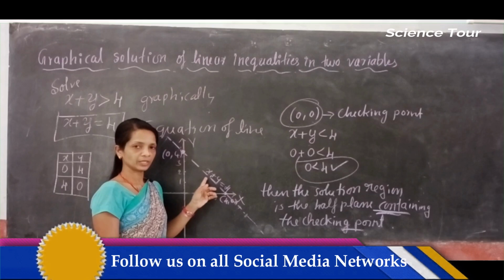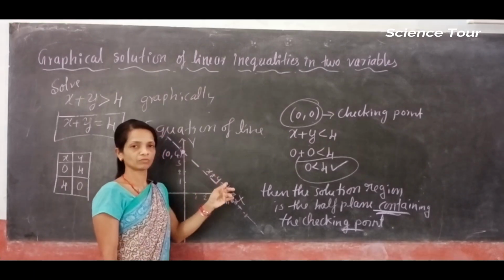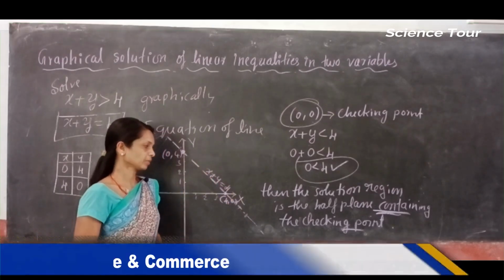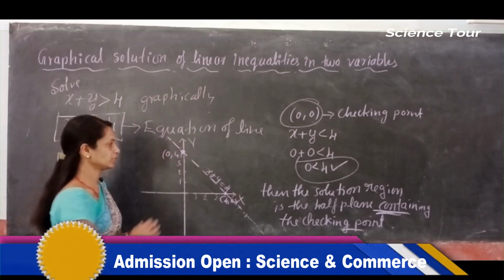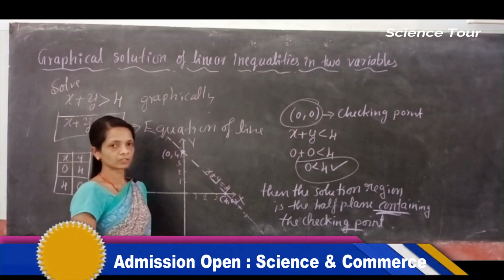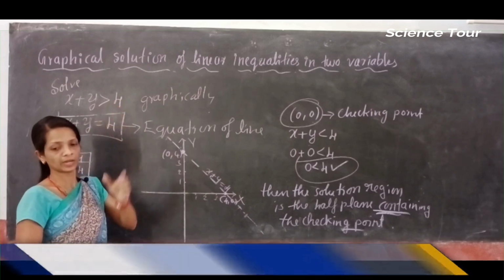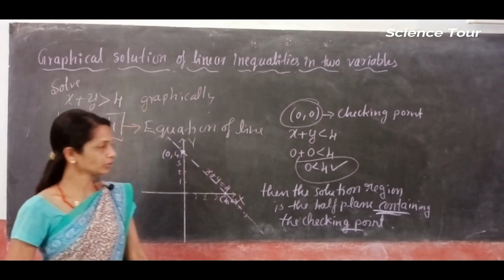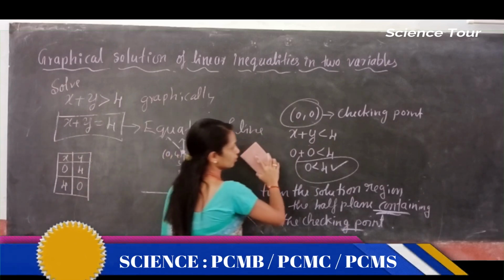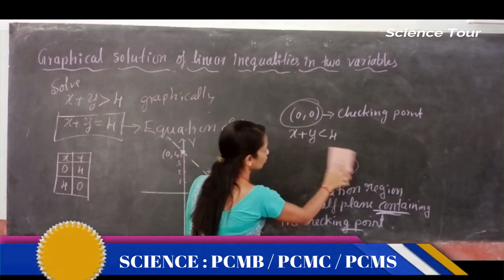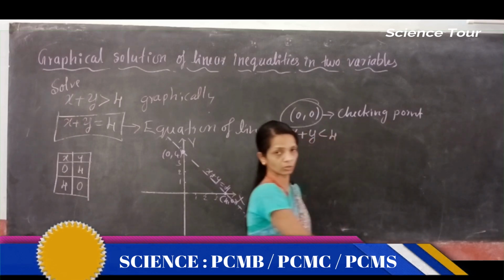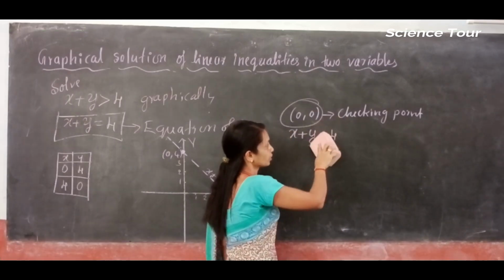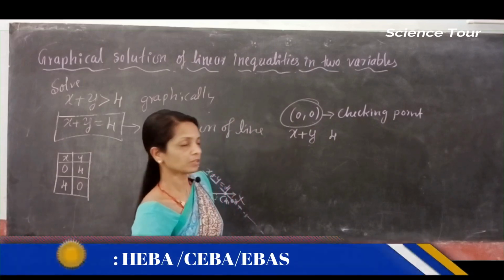After doing this, you have to write the name of the line on the line, x plus y is equal to 4. After that, you have to decide which half plane will be the solution region of this inequality. To decide that, you have to take one checking point. Here also I will take the same checking point, 0, 0. That is easier to check than other points. For that reason, I have taken 0, 0.